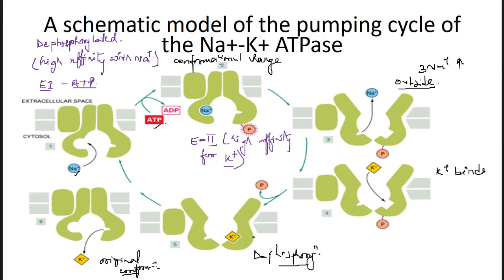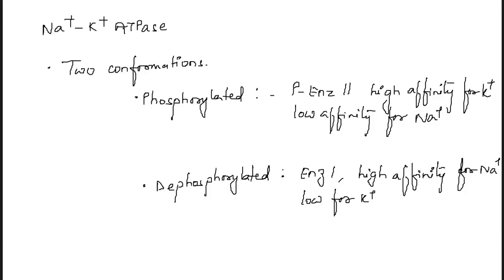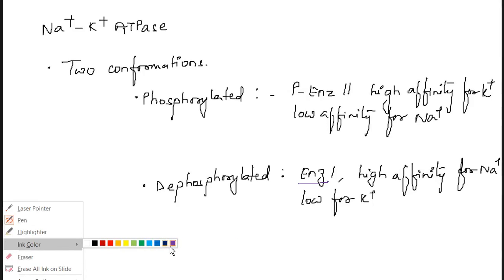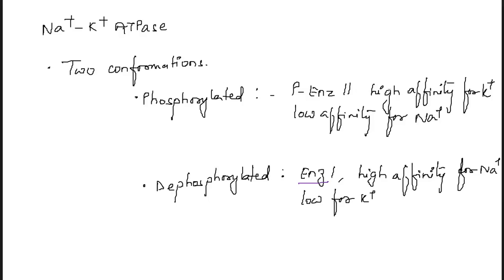Now this E2 has high affinity for potassium and low affinity for sodium. So see here, what I said is that there are 2 conformations. One is the phosphorylated conformation, another is the dephosphorylated conformation. The phosphorylated conformation is E2, and the dephosphorylated one is E1. This E1 has high affinity for sodium ions, and this E2 has high affinity for potassium ions.